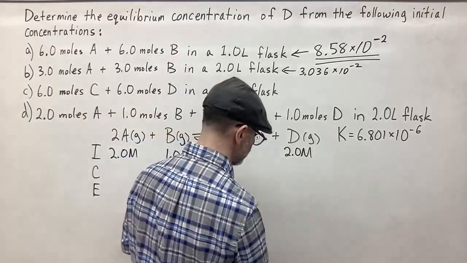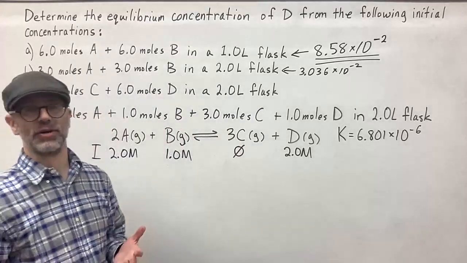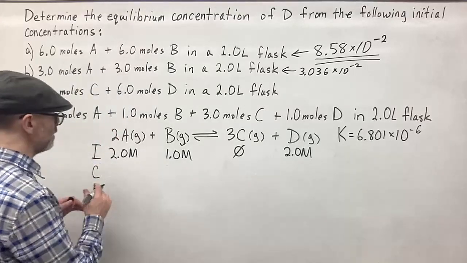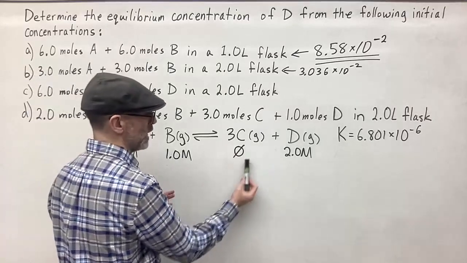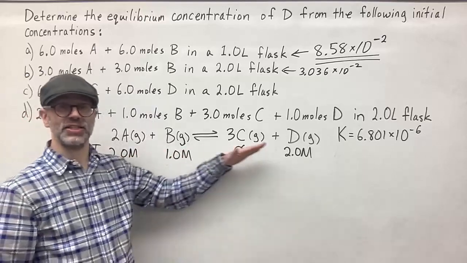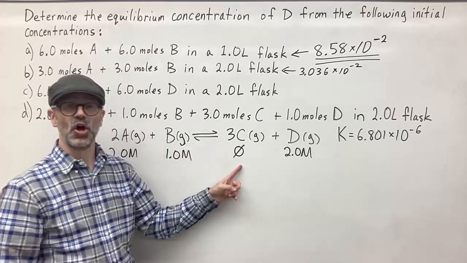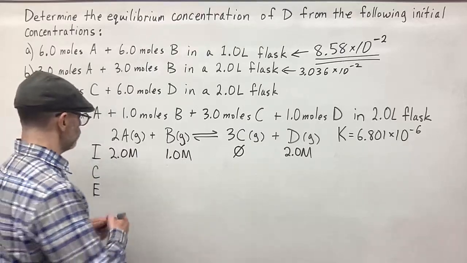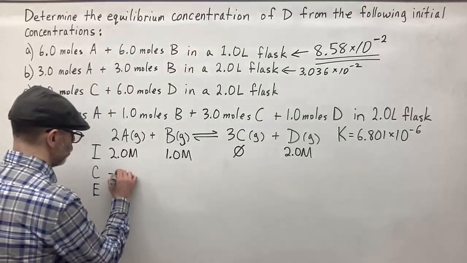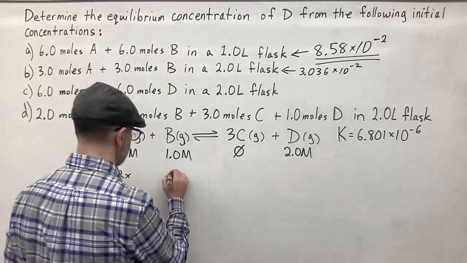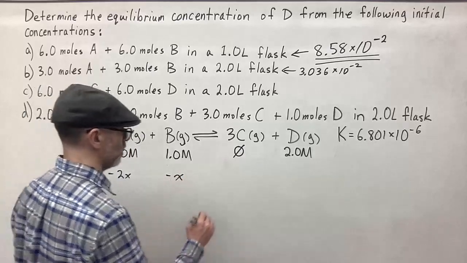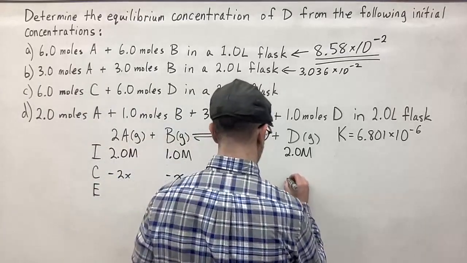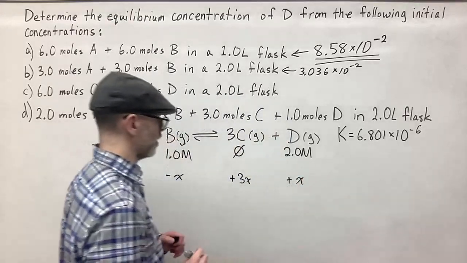And I can do my ice table just like I did before, and we can calculate what the concentration of D is going to be. So again, since I have 0 concentration of C, it's going to shift in this direction to make C. And so my X is going to be small because again it favors the reactant side. So once again, we're going to lose a 2X amount here. We're going to lose an X amount there. We're going to gain a 3X amount there. And we're going to gain an X amount there.